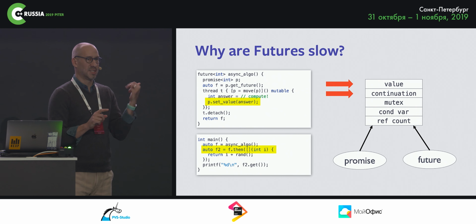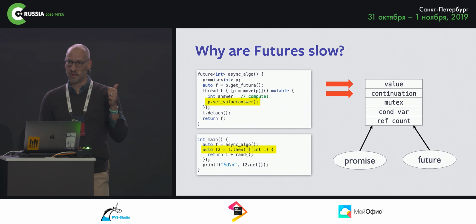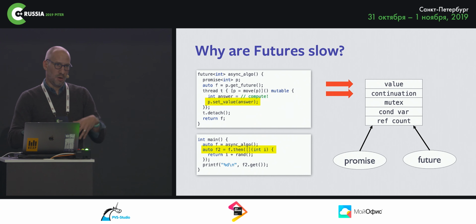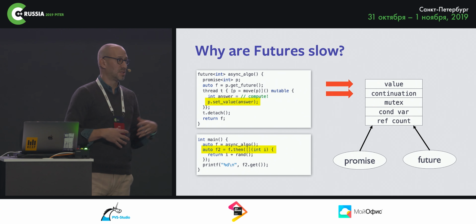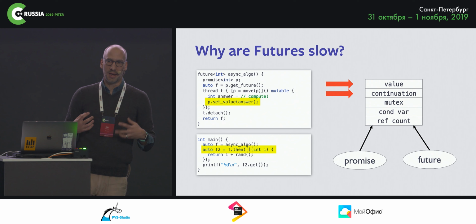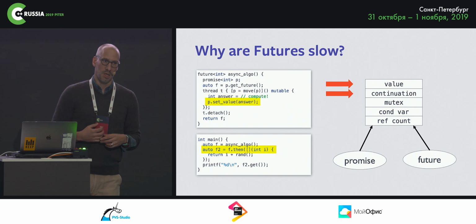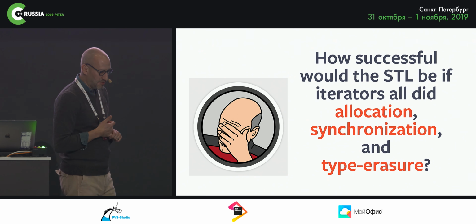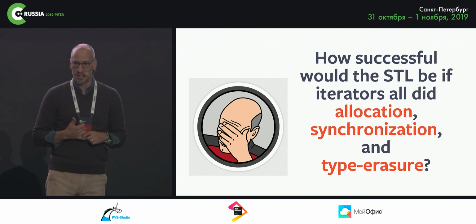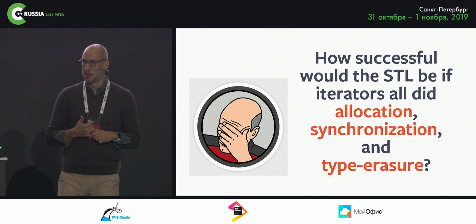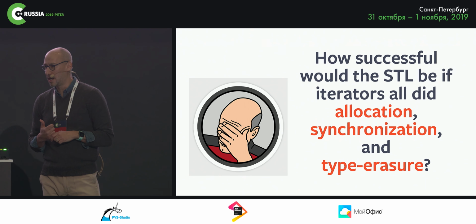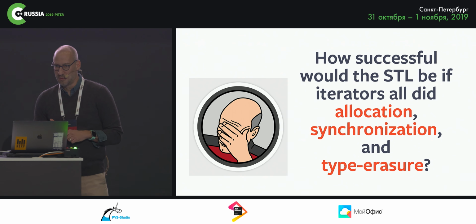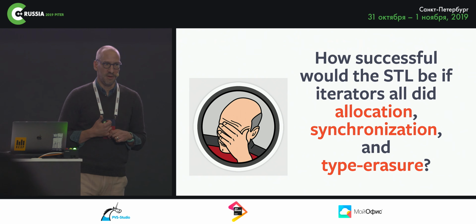Like, how many other ways does this suck? Right? This is really heavyweight. Right? And if you build all of your abstractions, all of your asynchronous abstractions in terms of promises and futures, you are paying a high cost for doing asynchrony. Right? How successful would the STL be if all iterators did allocation and synchronization and type erasure? Right? We wouldn't even be talking about it today. Right? Nobody would use the STL if your fundamental abstraction were that heavyweight.